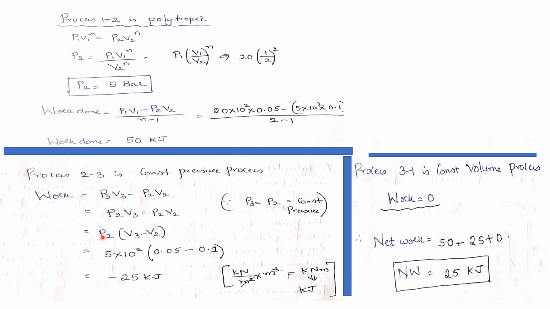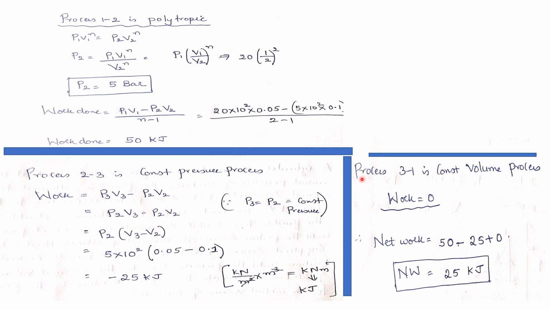The pressure at state 2 is 5 bar, so I will convert it again into kilonewton per meter square: 5 into 10 to the power 2 into V3. The volume at state 1 and the volume at state 3 are both the same because it is a constant volume process. So V3 is nothing but V1 only, 0.05 minus 0.1. So this is the work done W during the constant pressure process. It will be minus 25 kilojoules here.